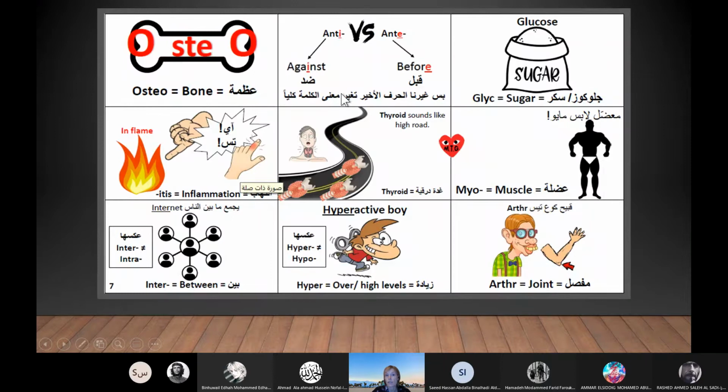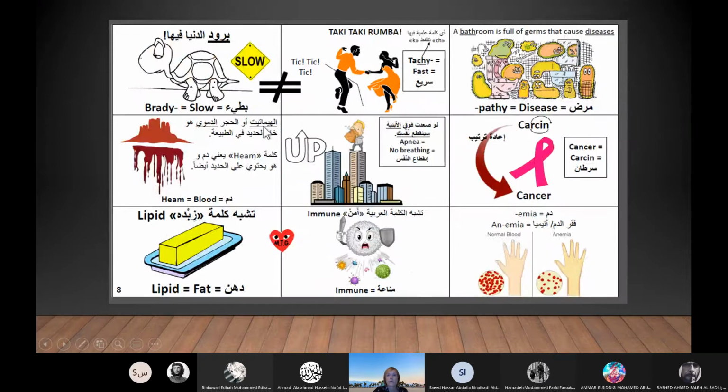In the revision sheets, there were some images as well. Somebody's used some visuals to help you remember some of the words. Osteo, sugar, glucose, myo, muscle, and of course inflammation, pain. If you think of a flame, inflammation, this is itis. Joint, arth, and so on. A useful thing here is you've got the Arabic word as well, so try to remember these. Carcin, meaning cancer, and so on.